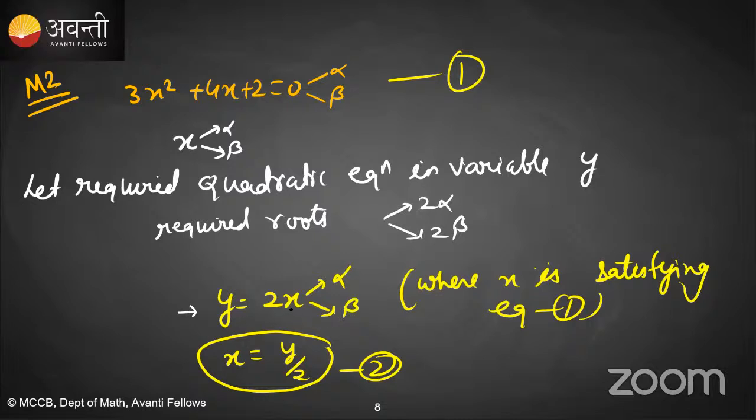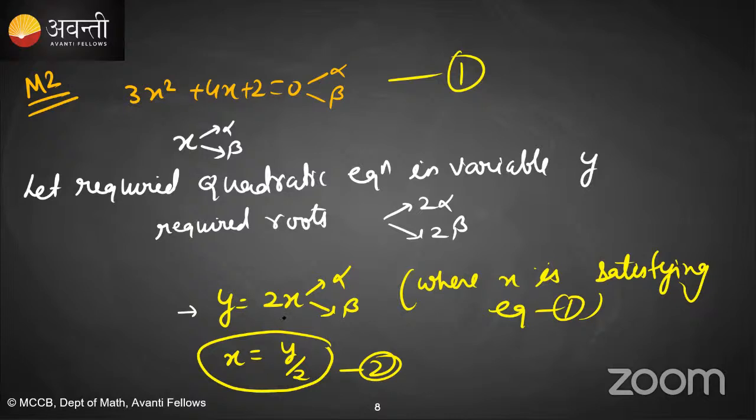Put x is equal to alpha, so y is equal to 2 alpha, and you know that above quadratic equation is in variable y, right? So 2 alpha will satisfy. Put x is equal to beta, so y कितना आ गया, 2 beta, and you know that 2 beta is also root, so it will satisfy our required equation, yes or no, right?